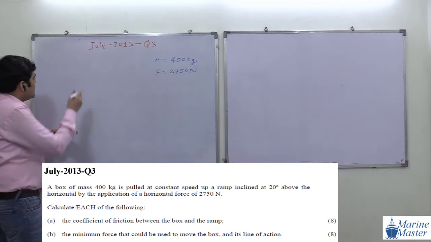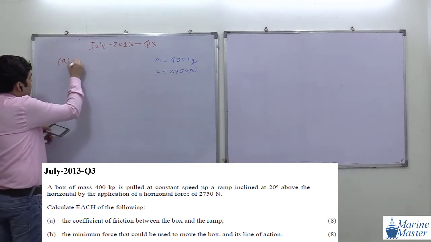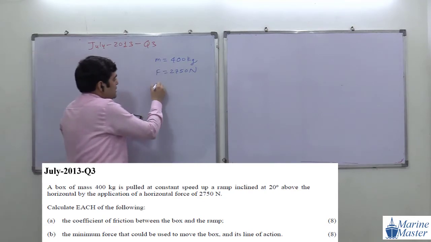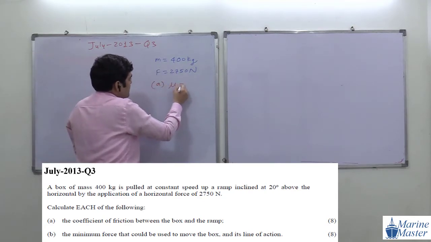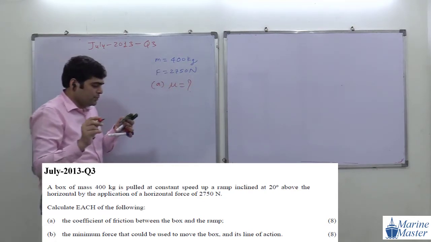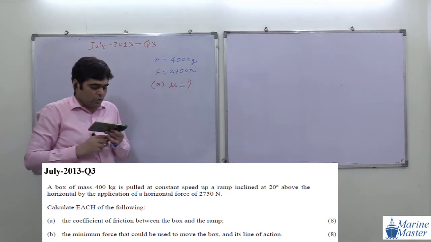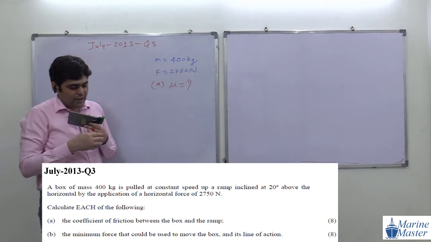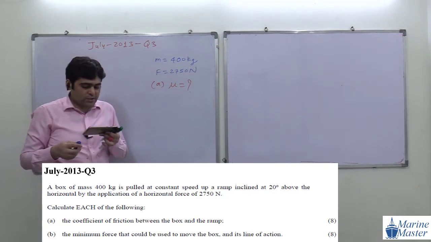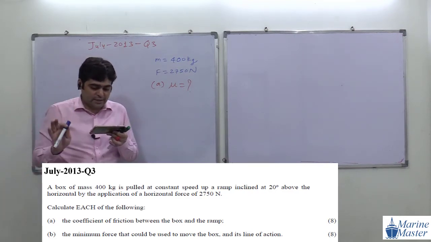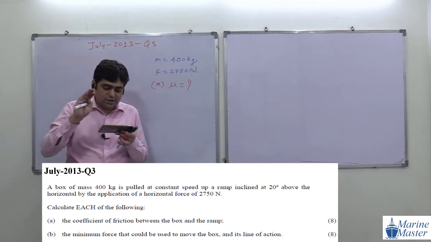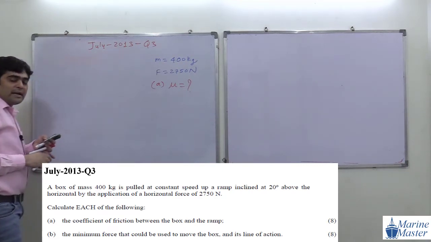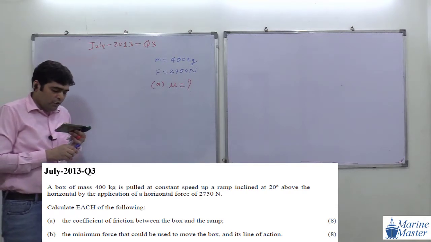In A's first part, what is our target? We have to find out mu. Mu means the coefficient of friction between the box and ramp. So here we have a box whose mass is 400 kg, pulled at a constant speed up a ramp. So here we have a ramp. The ramp is making how much angle with the horizontal?